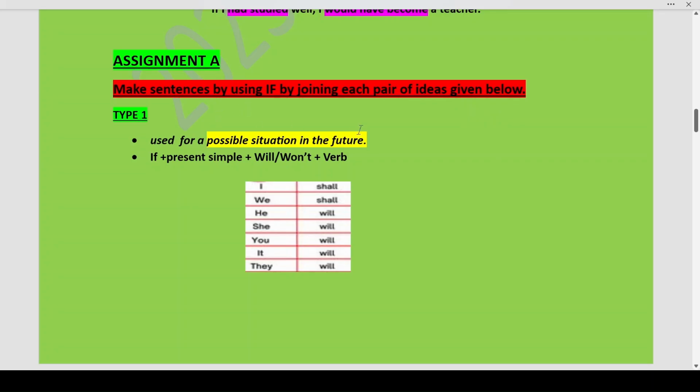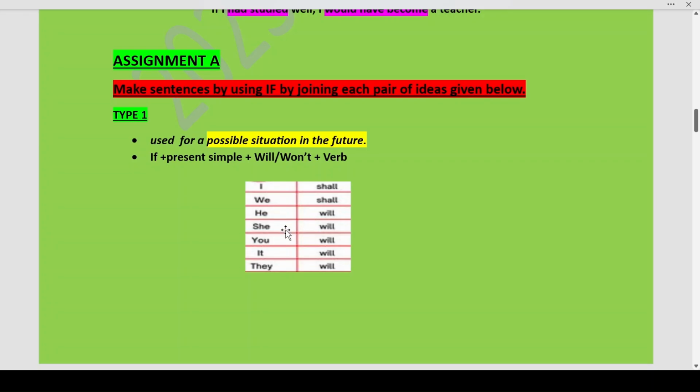Type 1, as I'm just refreshing your memory again before we go over to the exercise, is used for a possible situation in the future and the format is if plus present simple followed by will or won't plus verb. Now, why have I given you this chart? Because I want to tell you where we shall use will and shall in the future or in the past or in the present, and with which pronoun will and shall are used, because there are some questions related to situations in the future.